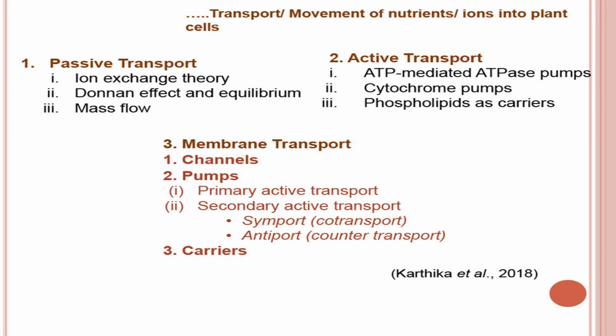In pumps we have two categories, primary active transport and secondary active transport. This secondary active transport happens in two ways. One is symport, which is known as co-transport, and antiport, which is known as counter transport. This is just showing you again to make this concept more clear.